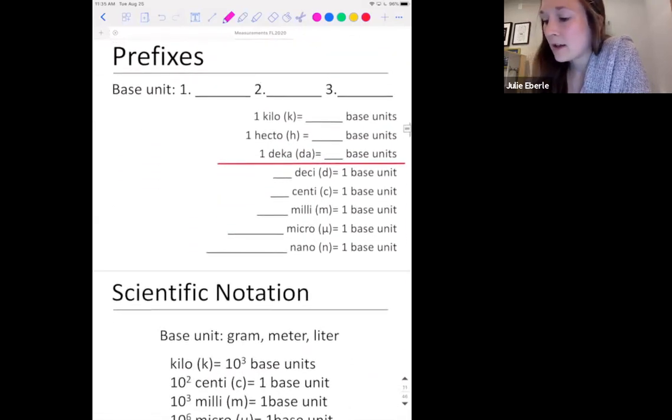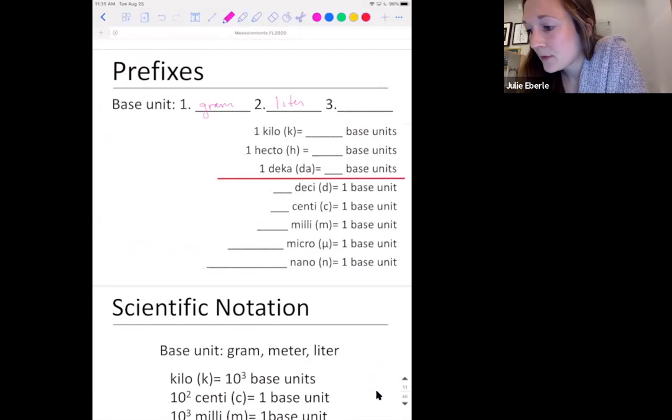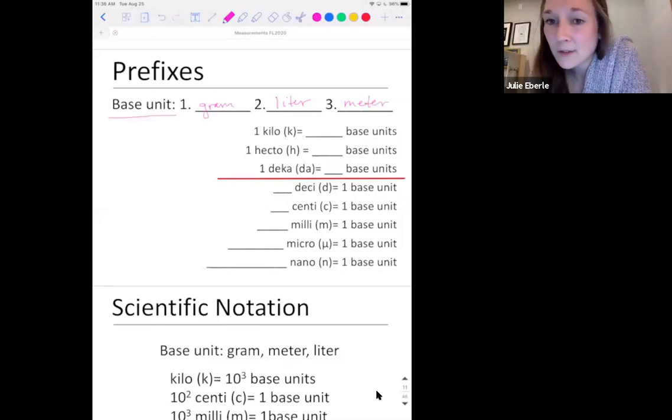All right, let's move on. So continuing with our talk about prefixes. Prefixes, like I said, are words that you put in front of other words. And for this class, you're putting them in front of base unit words. So what in the world is a base unit? Well, there's actually three that we're going to use mostly in this class. The first one would be a gram, a unit of mass. Second would be a liter, unit of volume, or a meter, unit of distance. So these are the three base units that we are going to work with in this class. When I say base unit, you should think gram, liter, or meter.